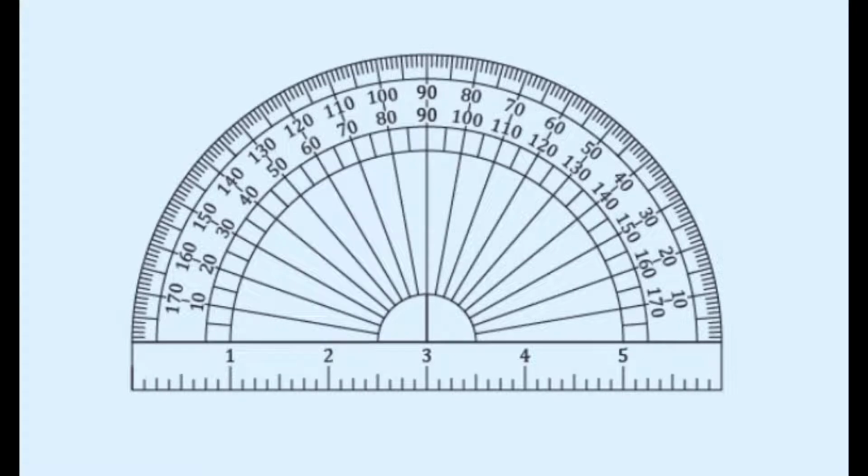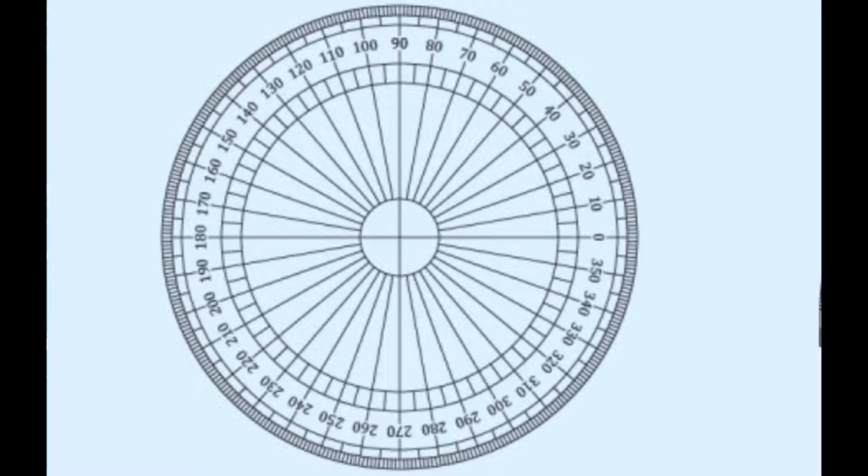This is a 180-degree protractor which we use to measure the angle. It represents the angle between 0 degrees and 180 degrees. And this is a 360-degree protractor. So, a circle is divided into 360 equal parts. Every single part represents 1 degree.